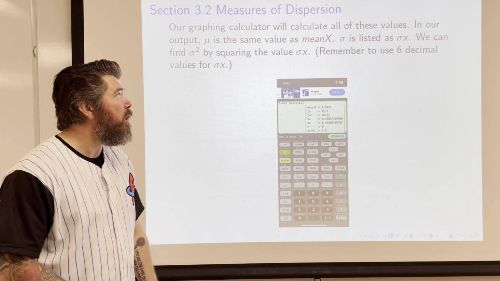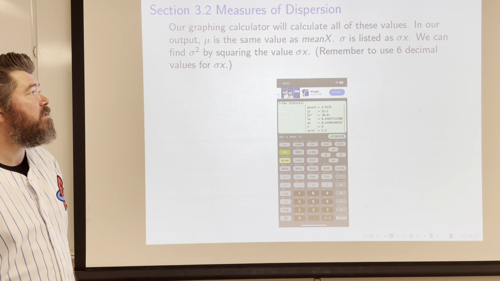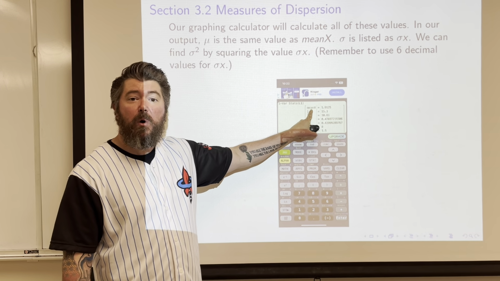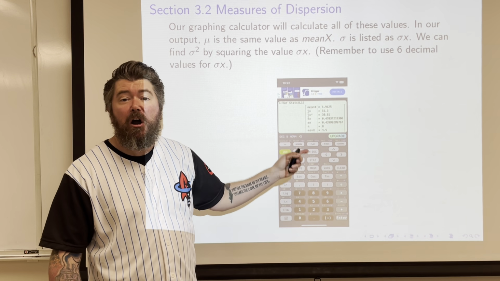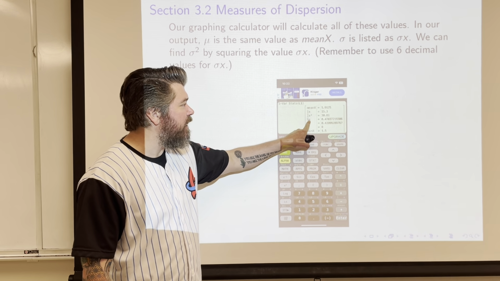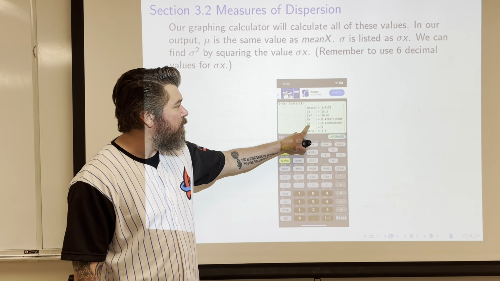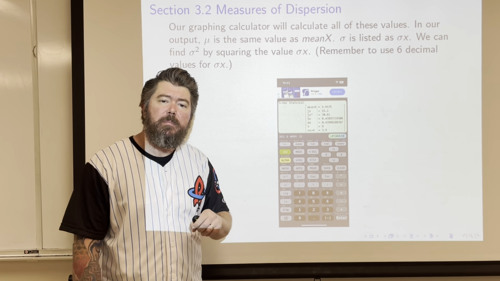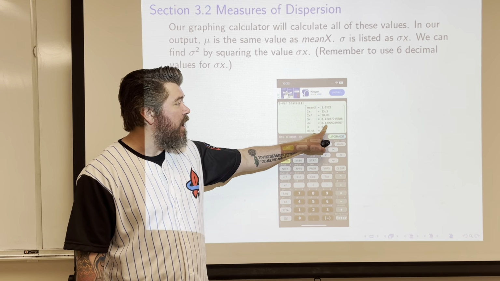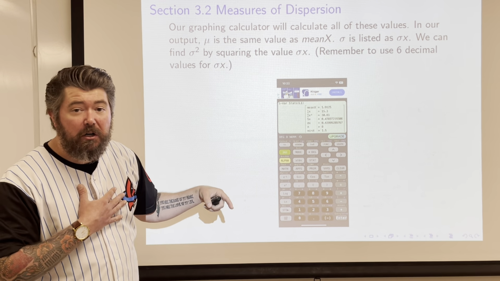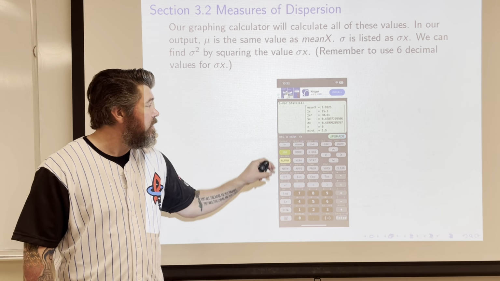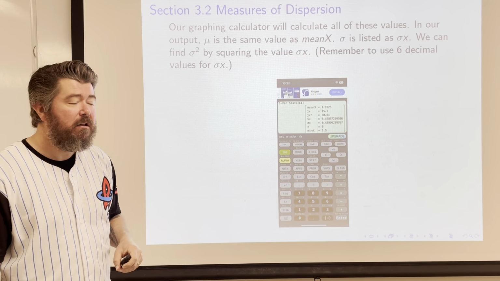Our graphing calculator will calculate all of these values, as I have just said. In our output, mu is the same value as our mean. So if we want to find mu, it is actually x bar. They're calculated exactly the same. Sigma, however, instead of looking at Sx, we go down right below it and we see sigma x. This is our population standard deviation. And remember, to find sigma squared, all we do is take sigma and square it. And again, personal preference, I always like to use 6 decimal places to make sure that I don't have any error in my calculation.